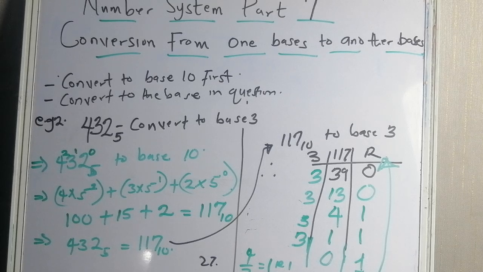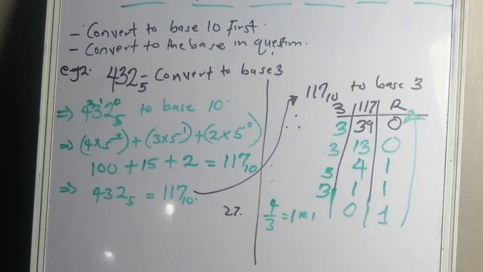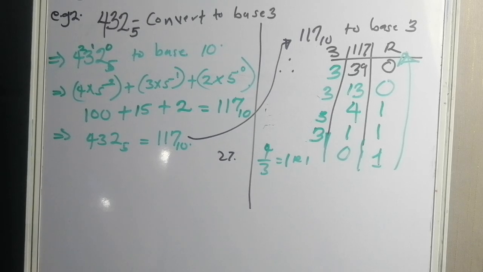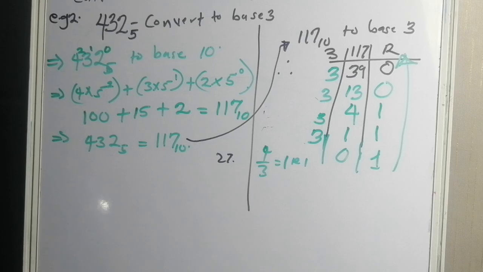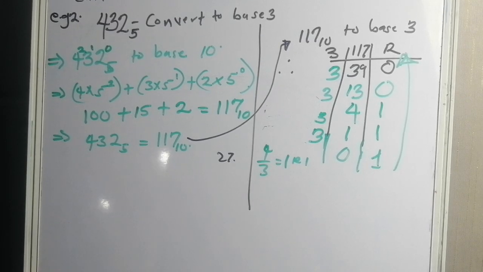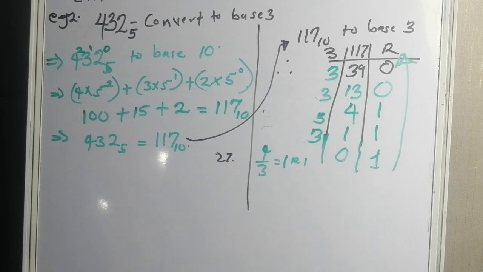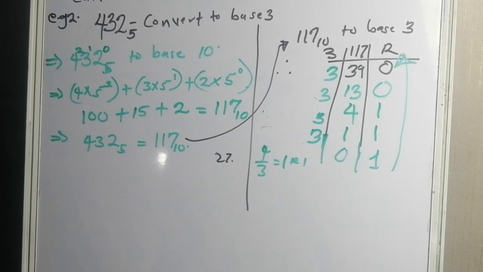Convert to base 10 first. After that, you can now convert to the base in question that was asked. So it's very, very simple for you to go through them. Now, if you look at this very well, we've been able to convert 432 base 5 to base 10. And now we've also been able to convert the answer, which is 117 in base 10, to what? To base 3.